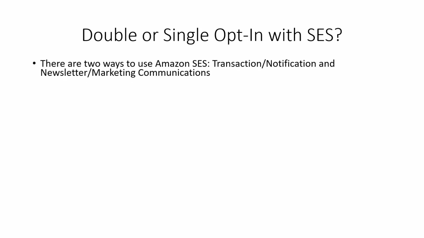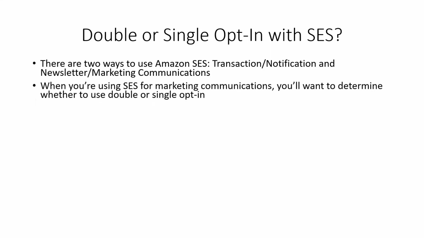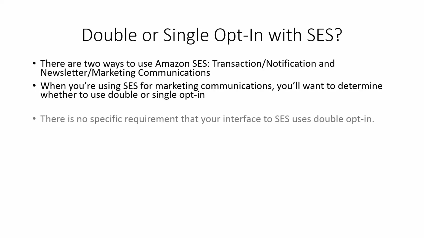You will be faced with the question of whether or not you should or whether or not you must use double or single opt-in when it comes to Amazon SES. Now, there are two ways, obviously, to use Amazon SES: transaction or notification emails or marketing communications. And when you're using SES for marketing communications, you will want to determine whether or not you're going to use double or single opt-in.